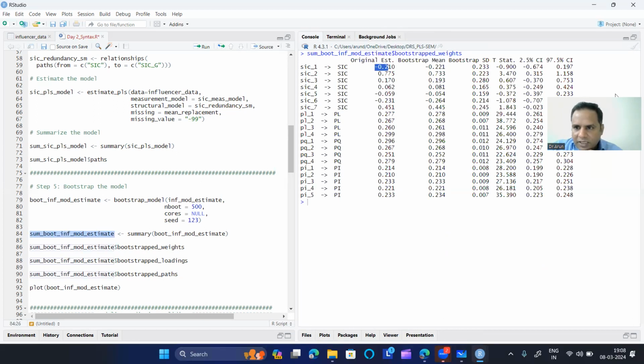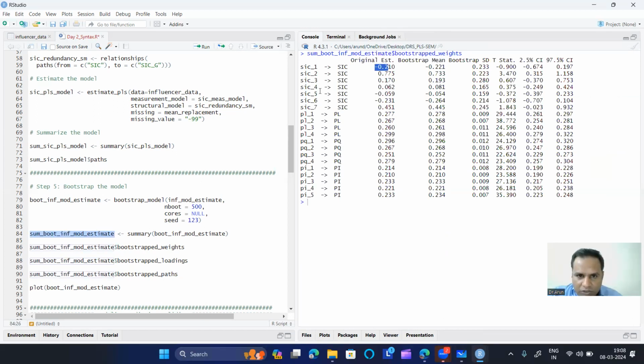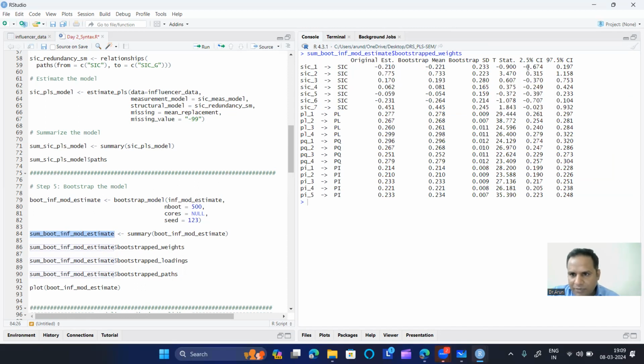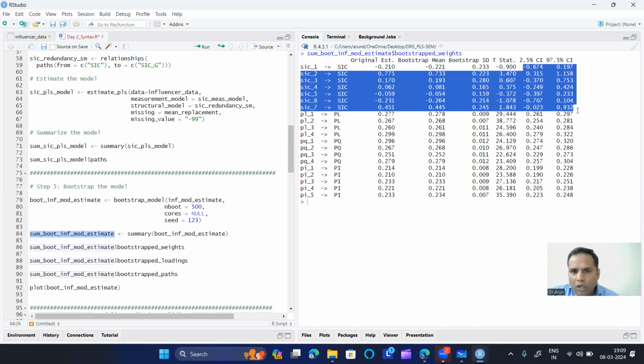And check there whether they are significant. See, I'm checking only for this. By the way, weight has to be checked only for formative, not for reflective. You see, SIC1, there is 0 between the lower and upper confidence interval, which means this is not significant. SIC2, except SIC2, my friends, all the confidence intervals include 0.